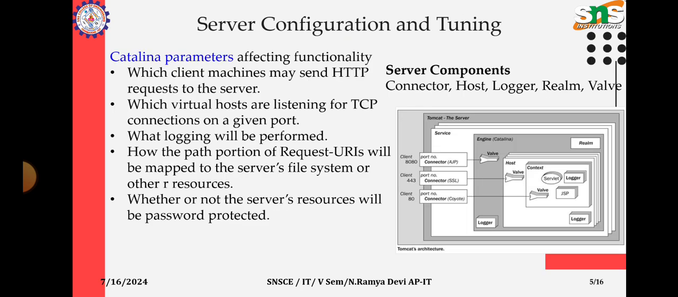These are the Catalina parameters for internal processing, which affect the functionality: which clients may send HTTP requests to the server, which virtual hosts are listening for TCP connections on a given port, what logging will be performed, how the path portion of request URIs will be mapped to the server's file system or other resources, and whether or not the server's resources will be password protected. The server components behind this are connector, host, logger, realm and valve.